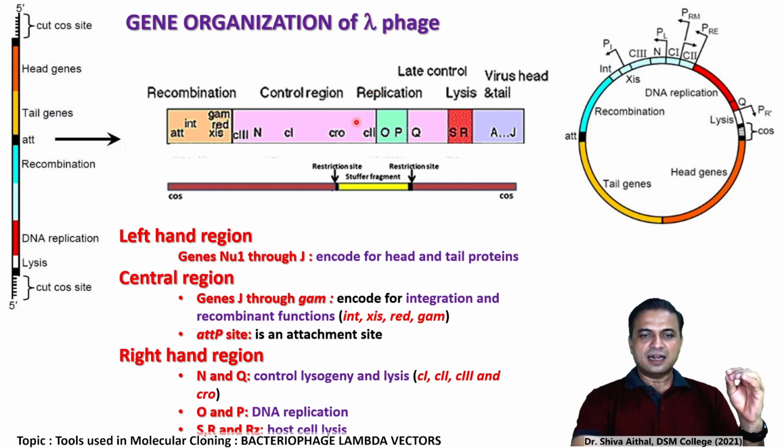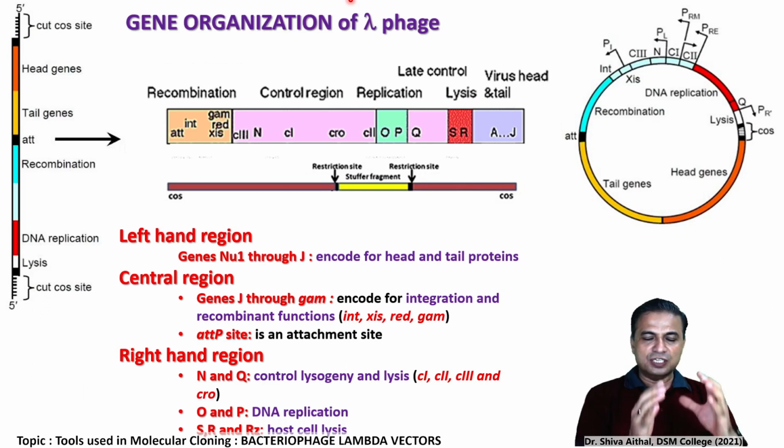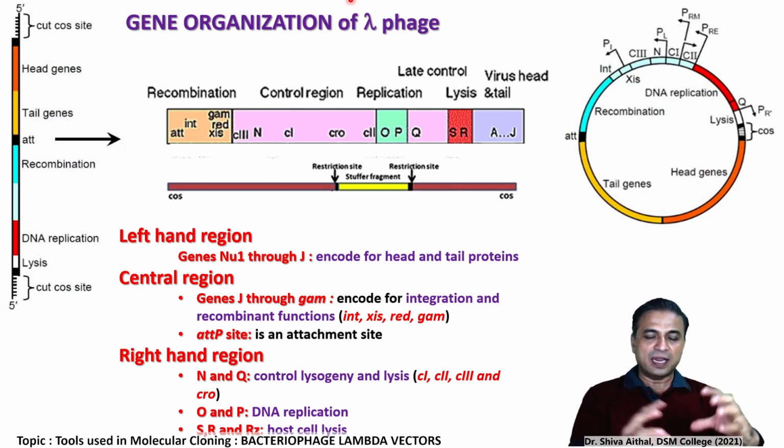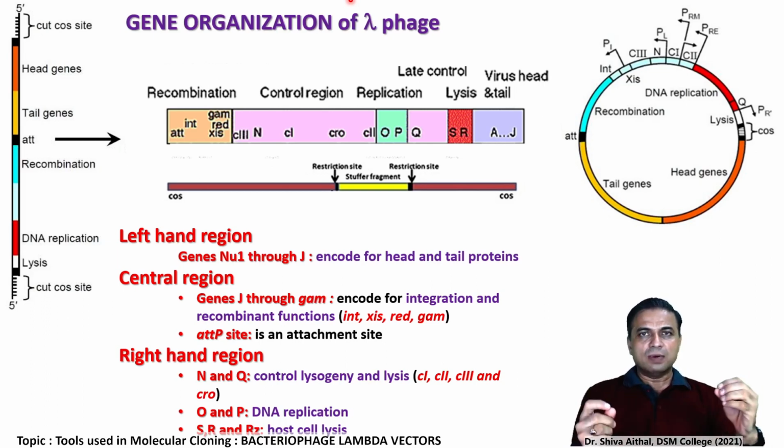Then S, R and RZ are the host cell lysis genes. So the point here is this, all these are essential for the Lambda phage to infect, inject, recombine its DNA, or provoke the host cell to multiply it in number and then undergo a multiple copy formation of the phages, bursting it into lytic cycle. This is the normal mode.